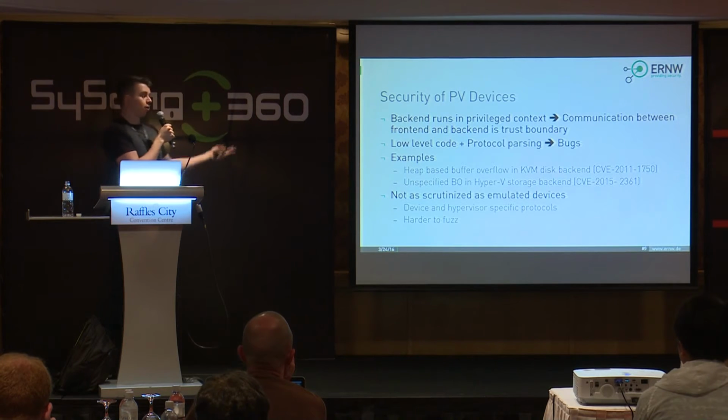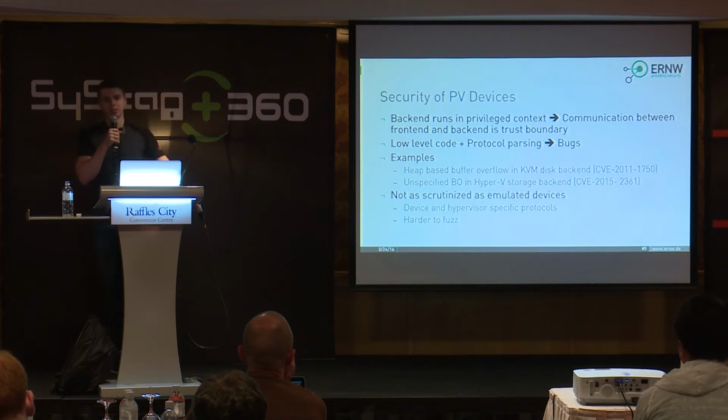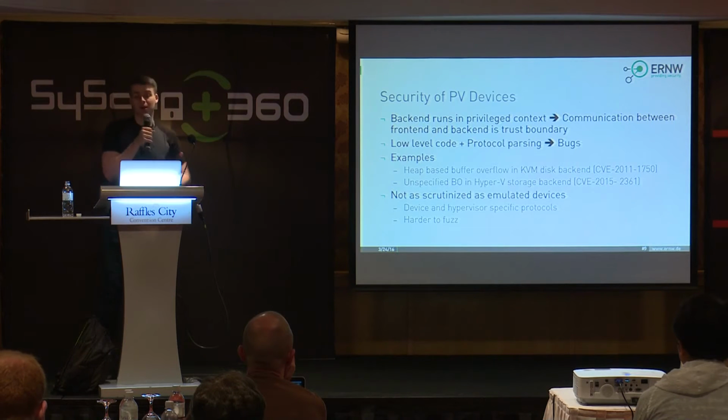So for example, for Xen, if the front end misbehaves, so it sends messages that don't make any sense, the complete device will just be killed. So you have to completely set it up again and stuff like that. So it's not easy to fuzz this stuff very efficiently.